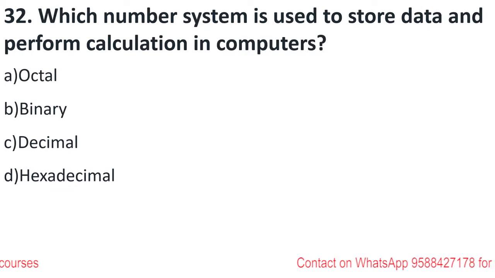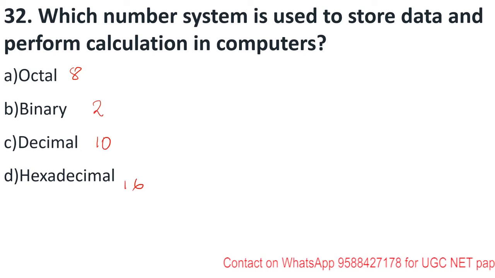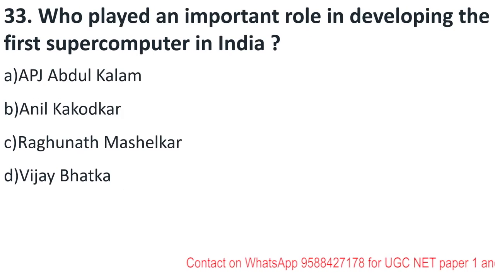Which number system is used to store data and perform calculations in computer? So your octal number system, it has base 8 students, binary has base 2, decimal has 10, and hexadecimal has 16. But the number system that is used by computer is called binary number system. B is the right answer.